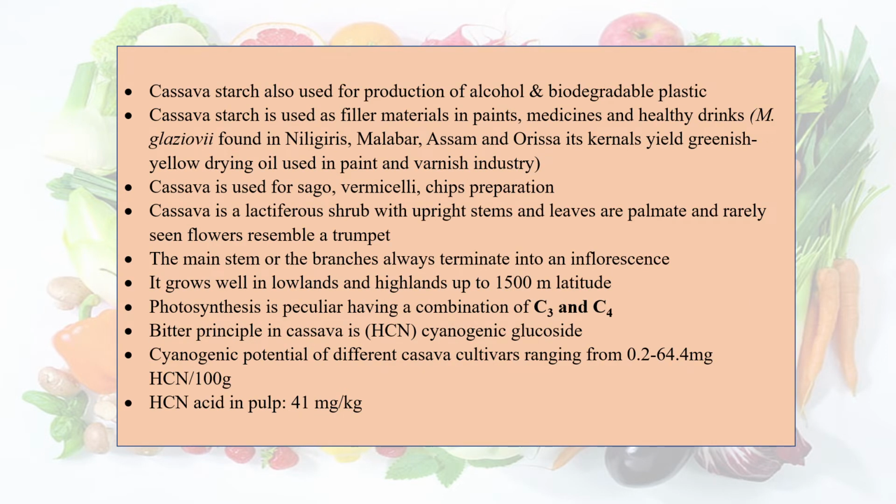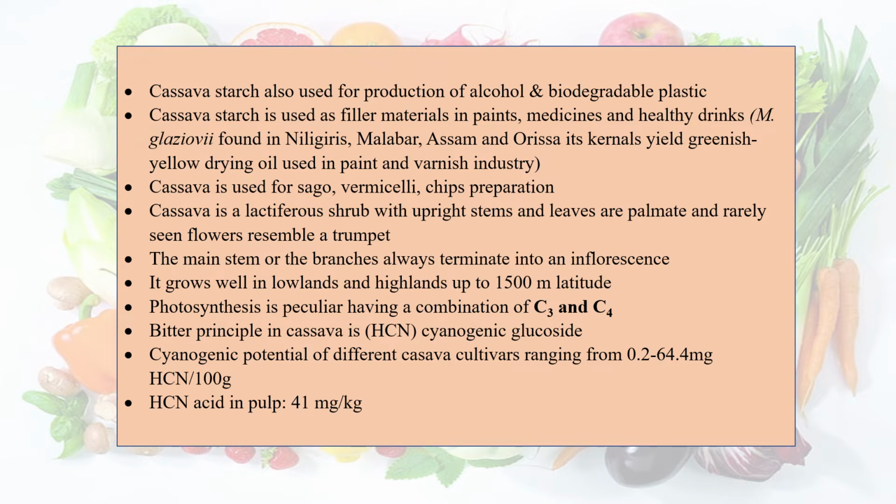Cassava starch is also used for production of alcohol and biodegradable plastics. See, what are the uses of cassava? Not only these, but preparation of alcohol, biodegradable plastic, and as a filler material in paints, medicines, healthy drinks, and also in preparation of sago, vermicelli, chips. This is very important. Sago bits were asked many times in our previous papers.